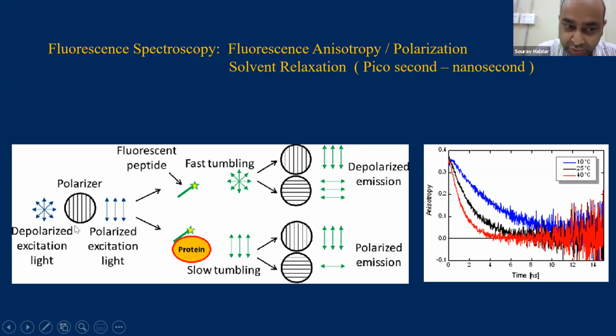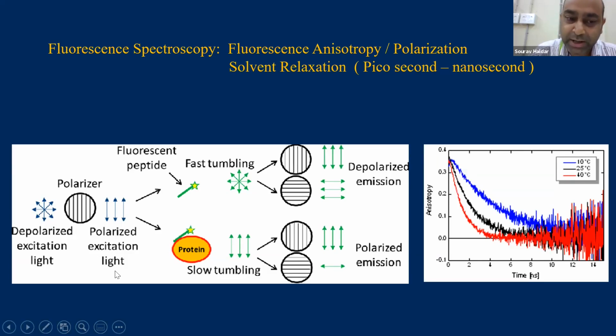As you might know, the light, as it is coming out from the light source, is depolarized. That means it actually has electromagnetic oscillation in all possible directions. But when we make this light go through a polarizer, then we'll have light only in one particular direction, and that is called plane polarized light.